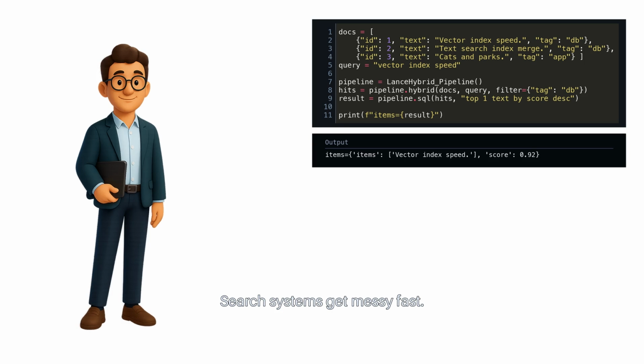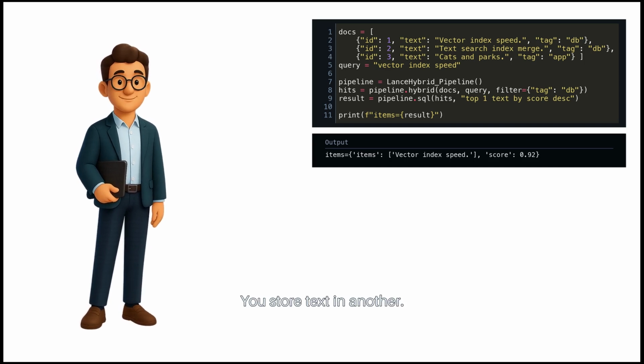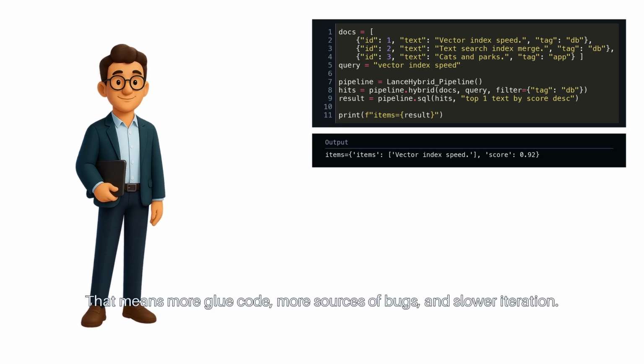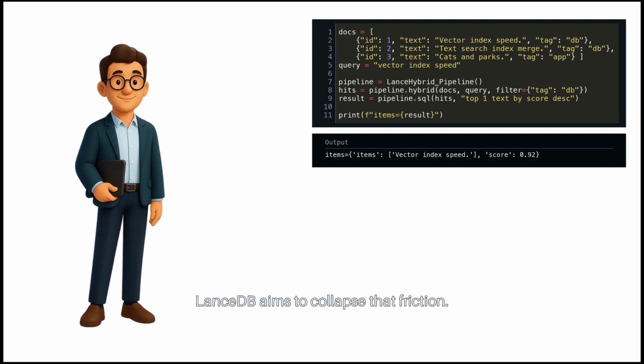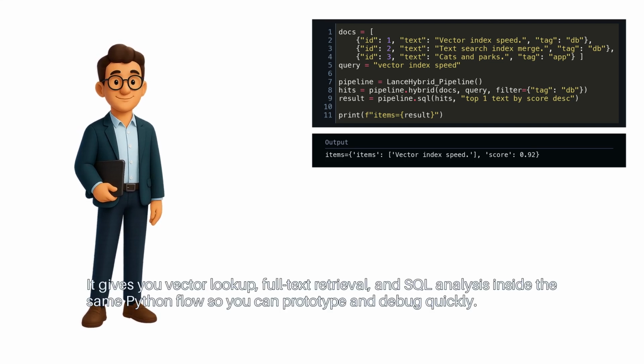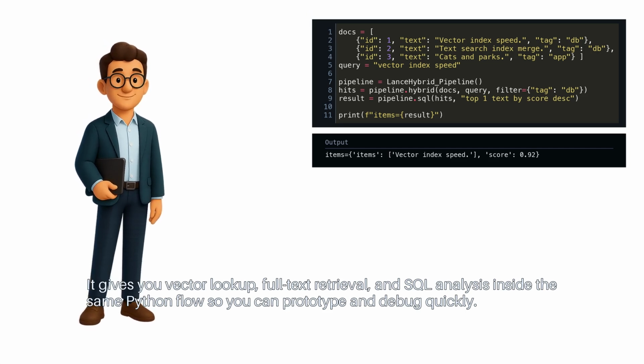Search systems get messy fast. You build embeddings in one place. You store text in another. You run analytics in a third. That means more glue code, more sources of bugs, and slower iteration. LanceDB aims to collapse that friction. It gives you vector lookup, full-text retrieval, and SQL analysis inside the same Python flow, so you can prototype and debug quickly.